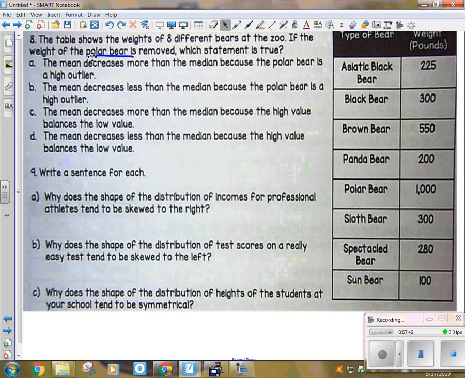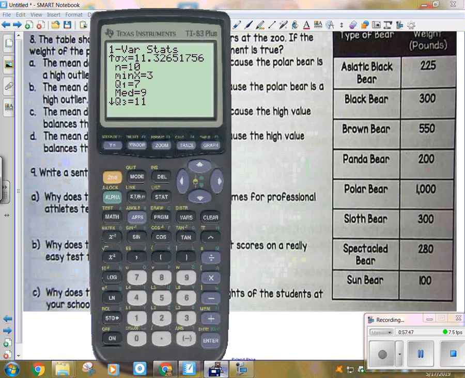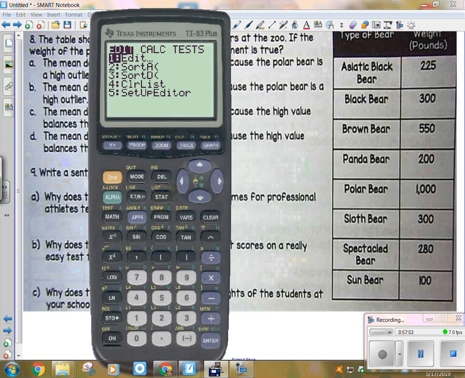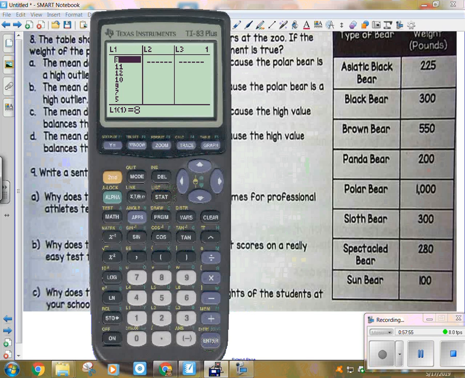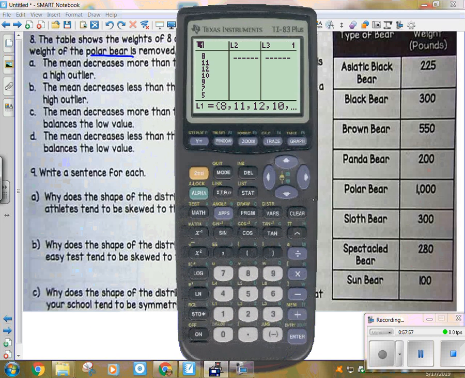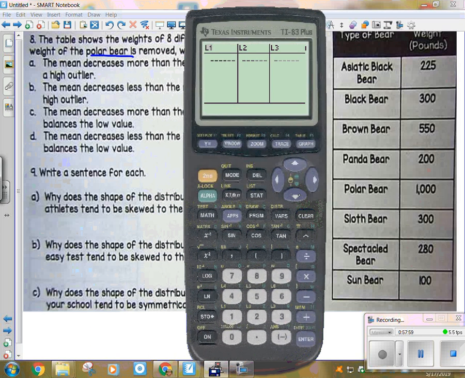Might be better just to type these in. So let's go ahead and get our calculators, and we'll clear out that last data. Let's enter the new data in. So go to stat. We're going to edit, and we're going to go up and clear the list. So hit the clear key, come back down. 225, enter.